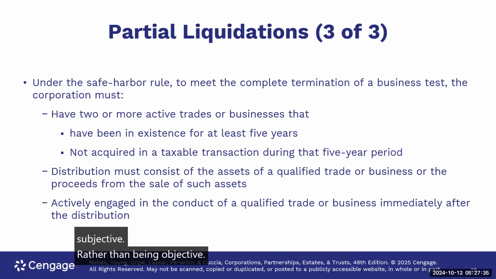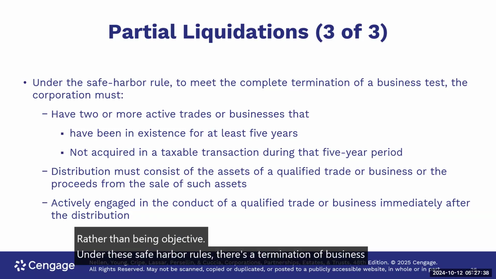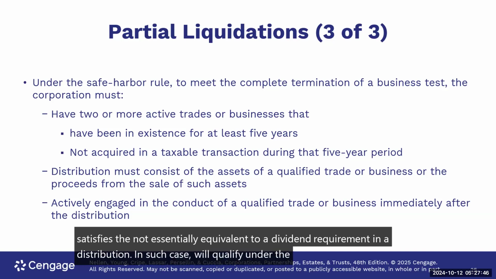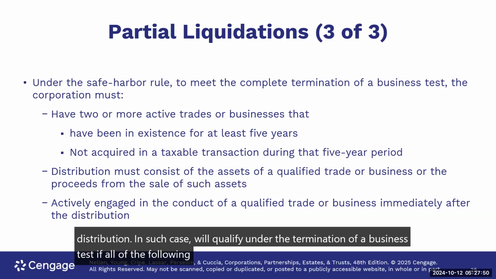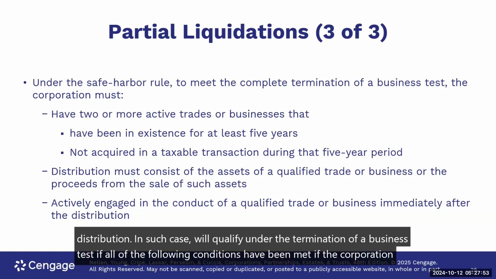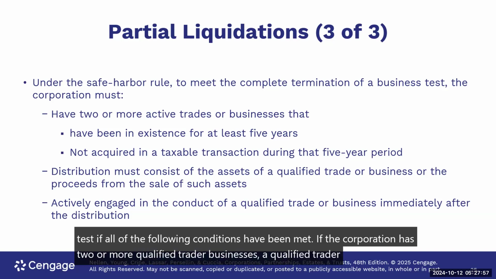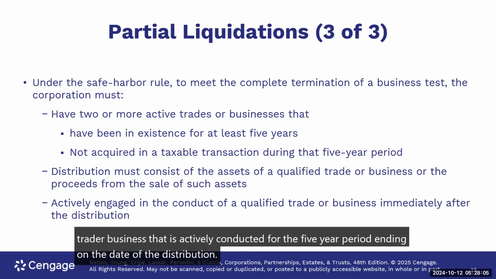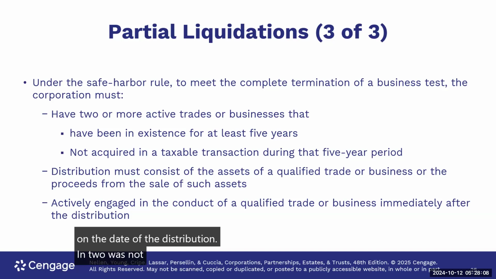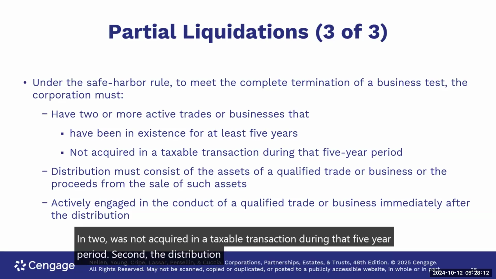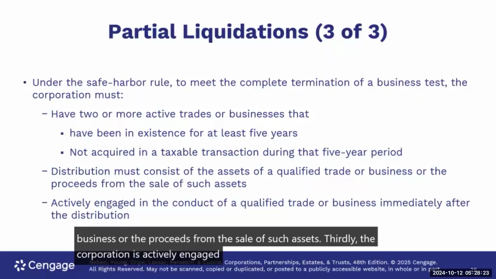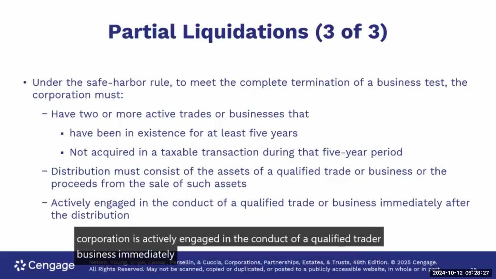Under the safe harbor rules, there's a termination of business test that satisfies the not essentially equivalent to a dividend requirement. A distribution will qualify under the termination of a business test if all of the following conditions are met. First, the corporation has two or more qualified trades or businesses. A qualified trade or business is any trade or business that is actively conducted for the 5-year period ending on the date of the distribution, and was not acquired in a taxable transaction during that 5-year period. Second, the distribution consists of the assets of a qualified trade or business or the proceeds from the sale of such assets. Thirdly, the corporation is actively engaged in the conduct of a qualified trade or business immediately after the distribution.